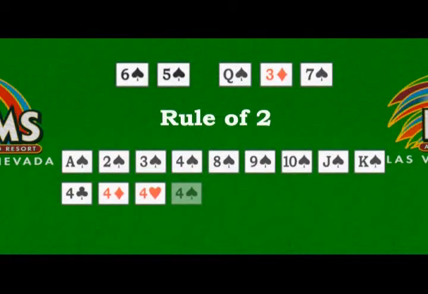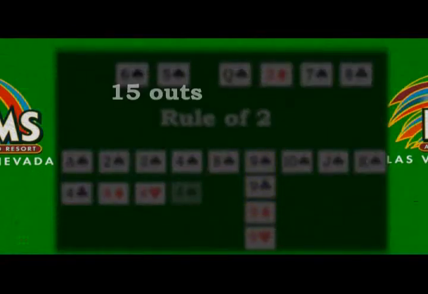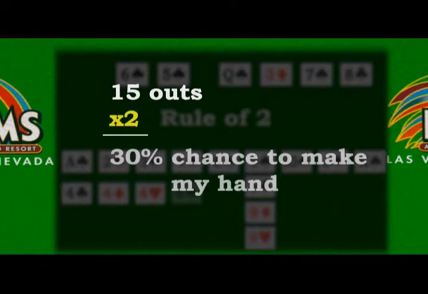The rule of 2. After the turn card, I use the rule of 2. Suppose the turn card comes the 8 of clubs. Now I have 15 outs. All the spades make a flush, the 4s will make a straight, and 9s will also make a straight. I now multiply my number of outs by 2, and that tells me that I've got a 30% chance of catching a winning card on the river.